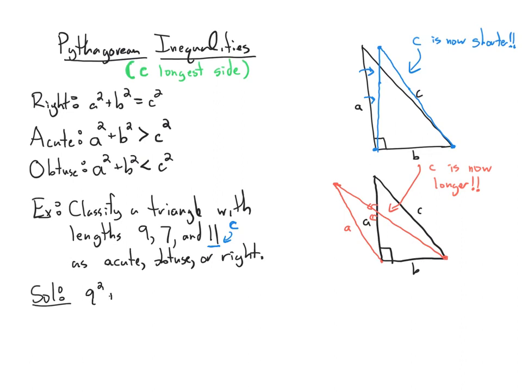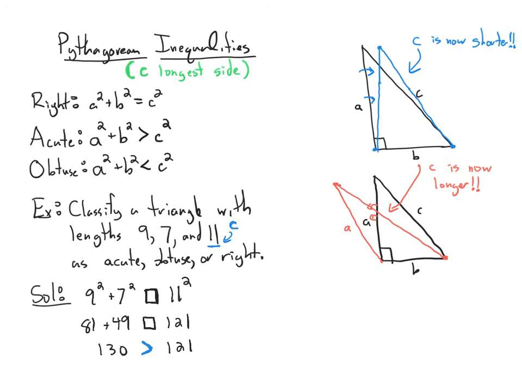So let's test. 9 squared plus 7 squared. What is that? I'll use a box to mean it's either greater than, less than, or equal to. We don't know yet. 11 squared. And we know all of these. 9 squared is 81. 7 squared is 49. And 11 squared is 121. Again, if you don't know them, you can just do a little multiplication on the side to check. And 81 plus 49 is 130. And here's 121. Which side is larger? Obviously 130 is larger.